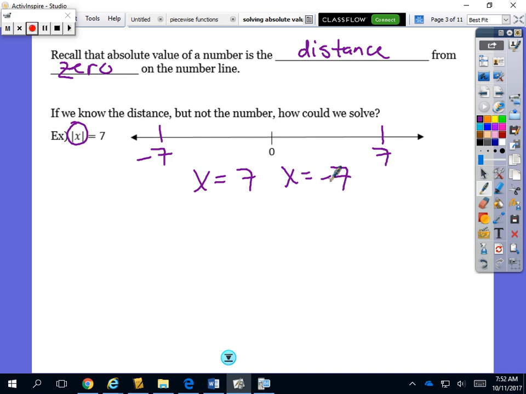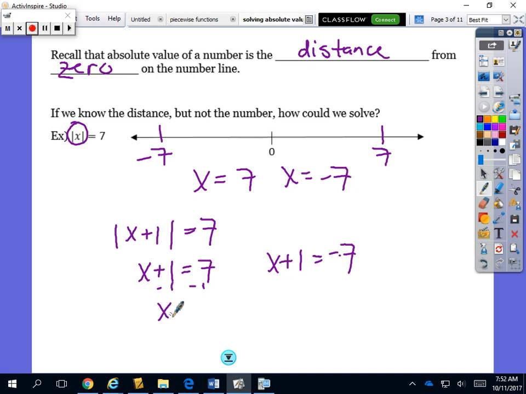Well, the same thing would happen if I put maybe x plus 1 inside the absolute value. If I said the distance of this quantity from 0 on the number line has to equal 7, we know that x plus 1 has to either equal positive 7 or negative 7, because that distance from 0 has to be 7. So if I solve this, subtract 1, I get x equals 6. And if I solve this one, I get x equals negative 8.